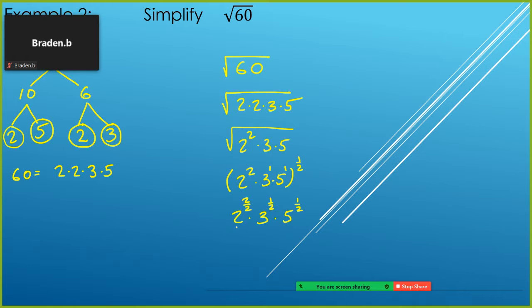So what do we have? 2 to the 2 over 2 times 3 to the 1 over 2 times 5 to the 1 over 2. So just like last time, my 2 base here, well, the exponent is 2 over 2, which is 1. So this turns into just the number 2. 3 to the half, 5 to the half. Well, we can't simplify those any further. So what I'm going to do with those is just turn them right back into square roots. These are all being multiplied. So 2 times root 3 times root 5.